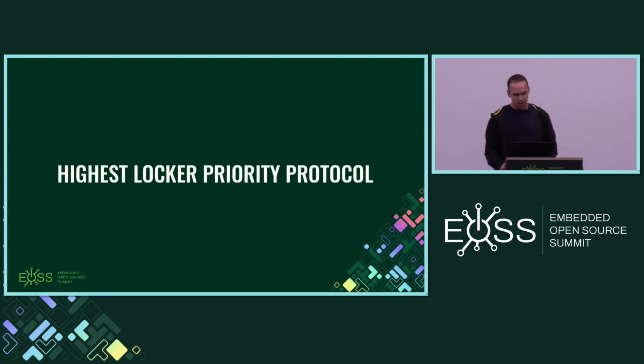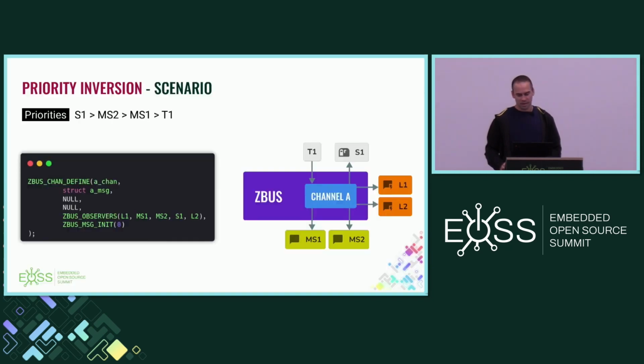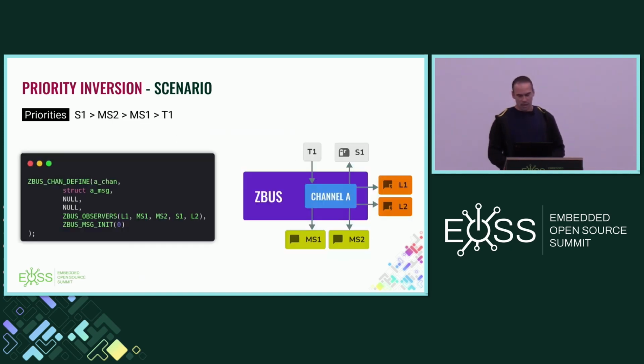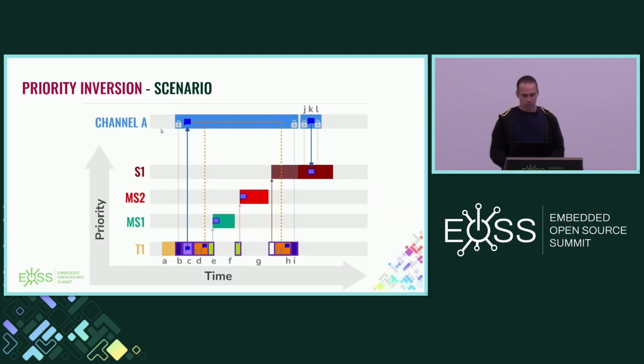So the latest one, and one of the most important, is the highest locker priority protocol. With the advent of message subscribers, we could face a lot of prioritization problems, right? And if we take a look at that scenario here, we have one subscriber, two listeners, and two message subscribers, and one thread publishing to the channel. Following that sequence here, and that priority configuration here, we could see this kind of thing.